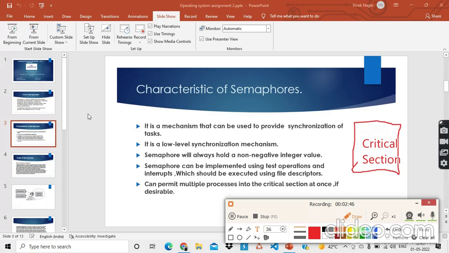Characteristics of semaphores: this is a mechanism that can be used to provide synchronization of tasks. It is a low-level synchronization mechanism.